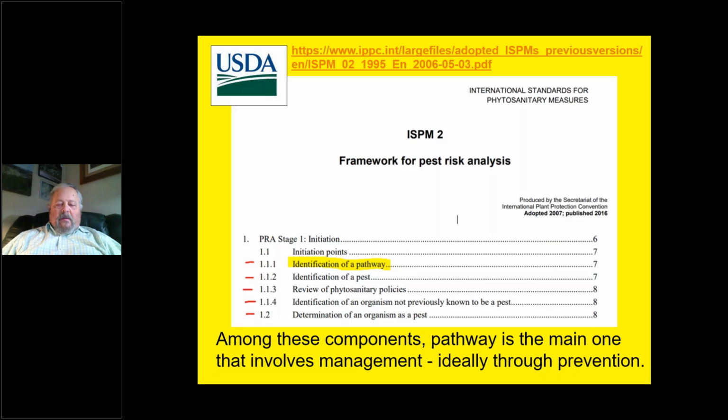And you'll see among the different items there, there's one that's highlighted called identification of a pathway. So what this is saying is that, yes, a pathway and the identification of it is one of the fundamental things that has to be examined, should be examined certainly, for doing a pest risk analysis. And among these components, pathway is the main one that involves management. And ideally, that management takes the form of prevention.